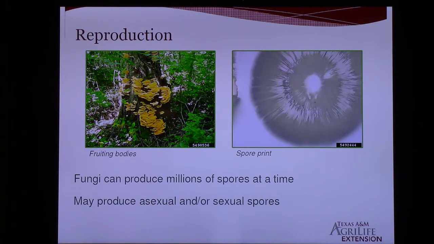And they can produce millions of these spores at one time. And as I said, in some cases they reproduce asexually. They can produce their spores themselves. In some types of fungi, in order for those spores to be viable, it might require some sort of sexual reproduction. Whenever we see these shelf fungi on a tree, that's the fruiting body.